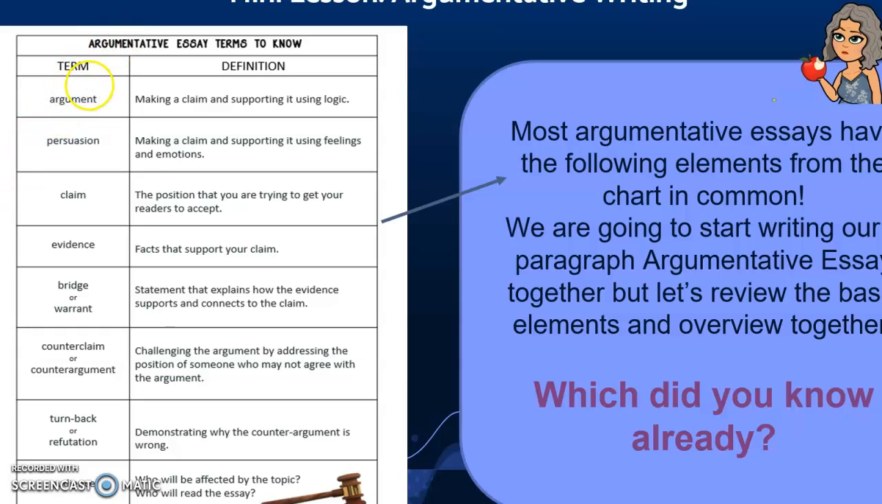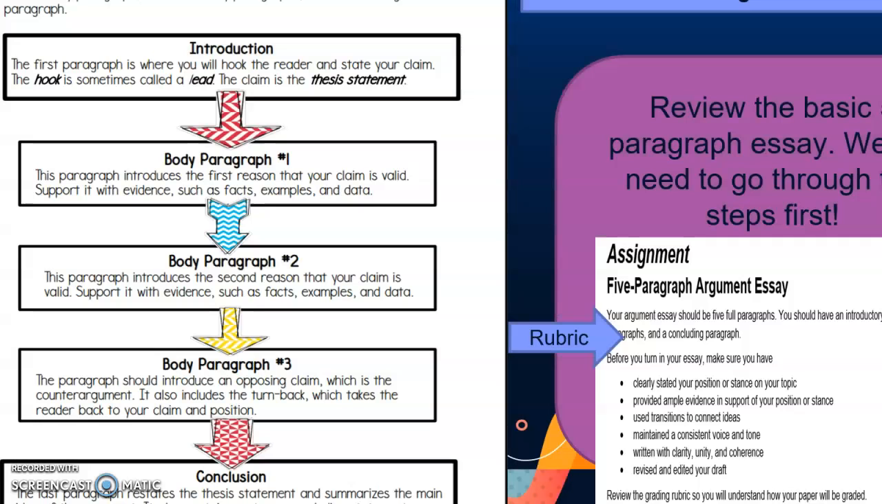We like to refer to arguments, persuasion, claim, evidence, bridge or warrant, counterclaim, and then turn back. But really, claim is the position that you're trying to get your readers to accept, and evidence supports it. The counterclaim is also an important element. It's being able to challenge that argument by addressing the position of someone who may not agree with that argument.